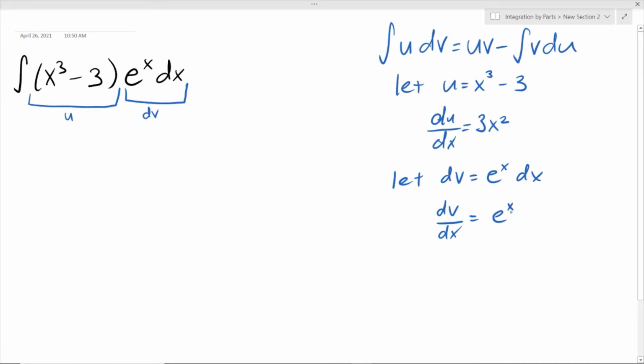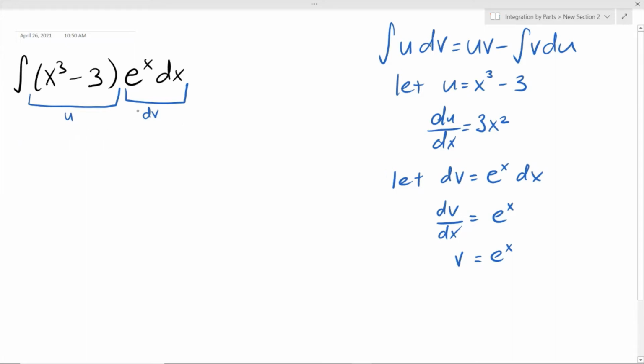Now we have to find the original function of the derivative. So we have to integrate this, and that's going to give us e to the x, because the derivative of e to the x is itself. So that's why v is equal to e to the x, which is like the original function, quote unquote. Anyways, now we've got these parts, and now we can substitute them in.